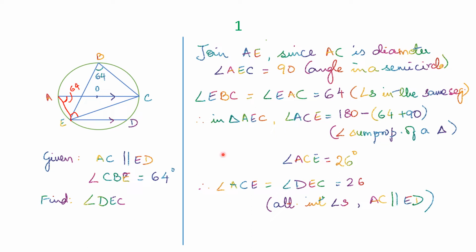Now in triangle AEC, I have two of the angles which will give me the third angle, which is equal to 26. Since AC is parallel to ED, if this angle is equal to 26, this angle is also going to be equal to 26 because they are alternate interior angles. Therefore, I'm getting angle ACE is equal to angle DEC, which is equal to 26 degrees.